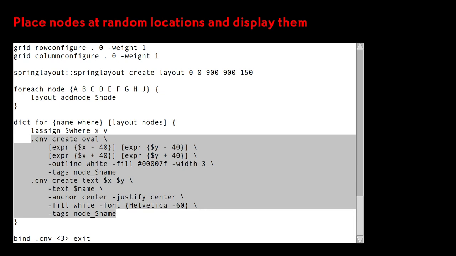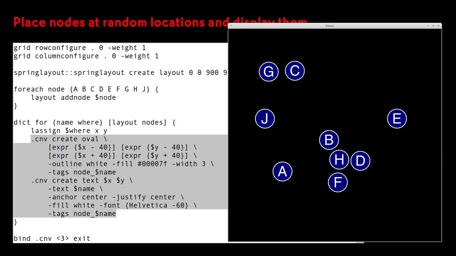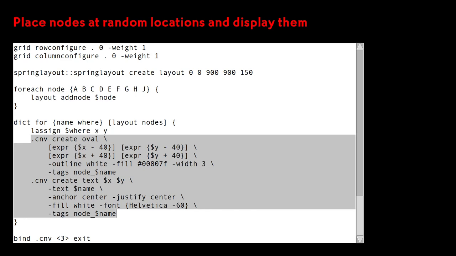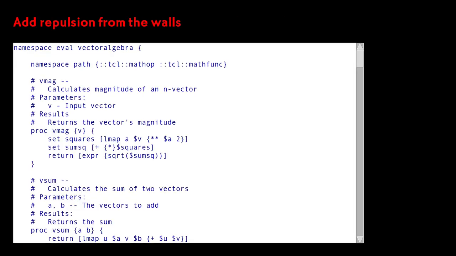We have enough now to run our first demo. The demo shows just what we expected to see. 9 nodes scattered about at random. Now let's position them. The positions will be determined by balancing the forces that act on the nodes. For the repulsive forces, we don't need to consider edges, so we can do those first.